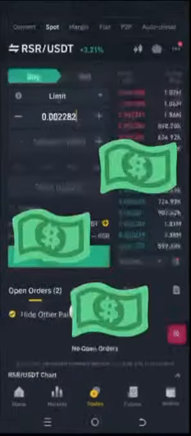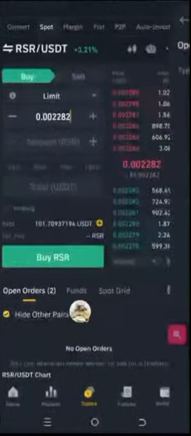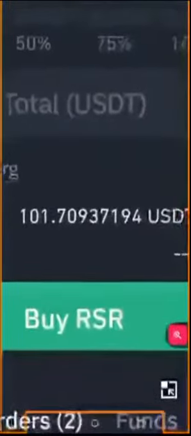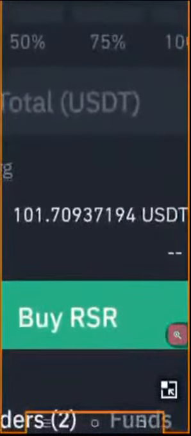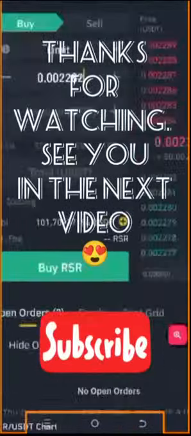RSR, money has been made. Can you see this? Yeah, money has been made. Let's go back and see. Yeah, so we have $1.70. It was $1 profit in Rose, and now we have 70 cents. Beautiful.